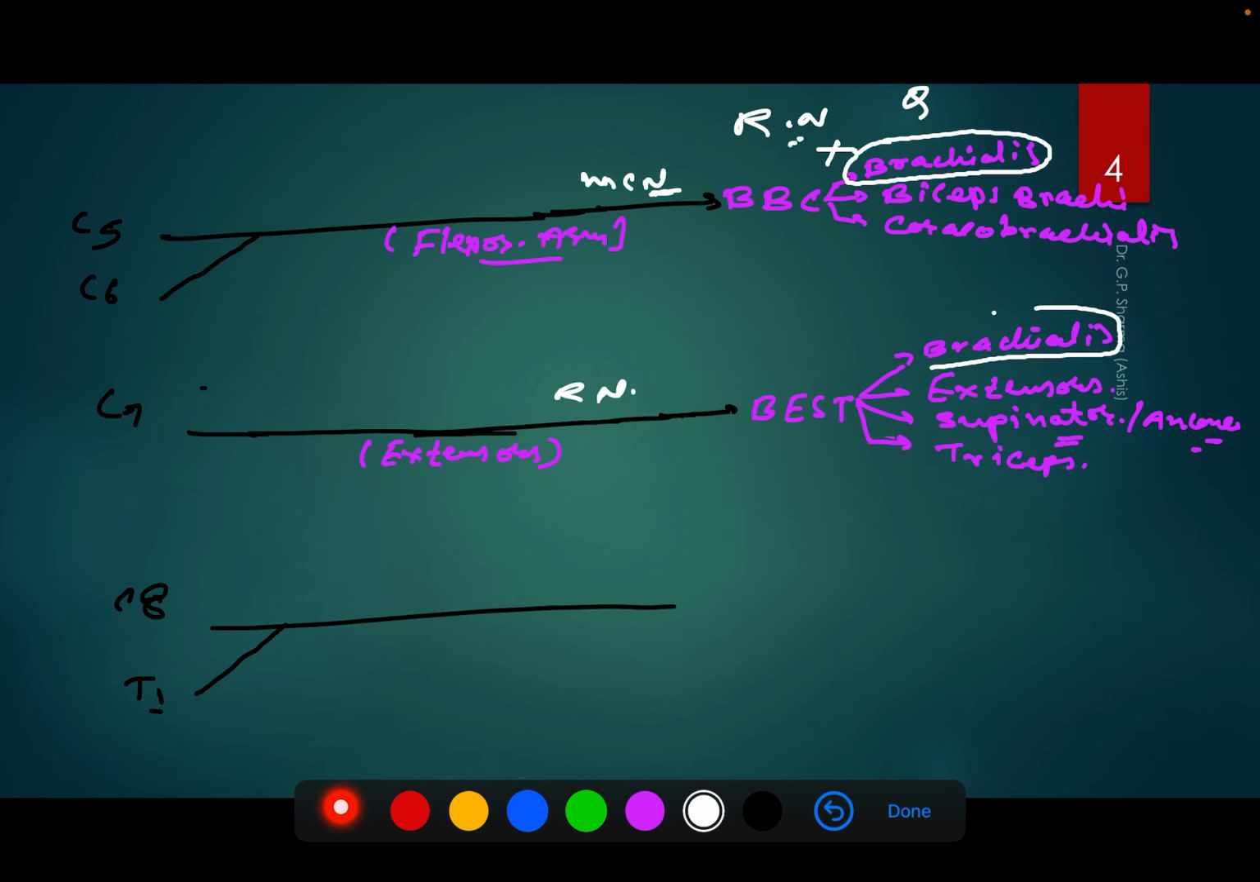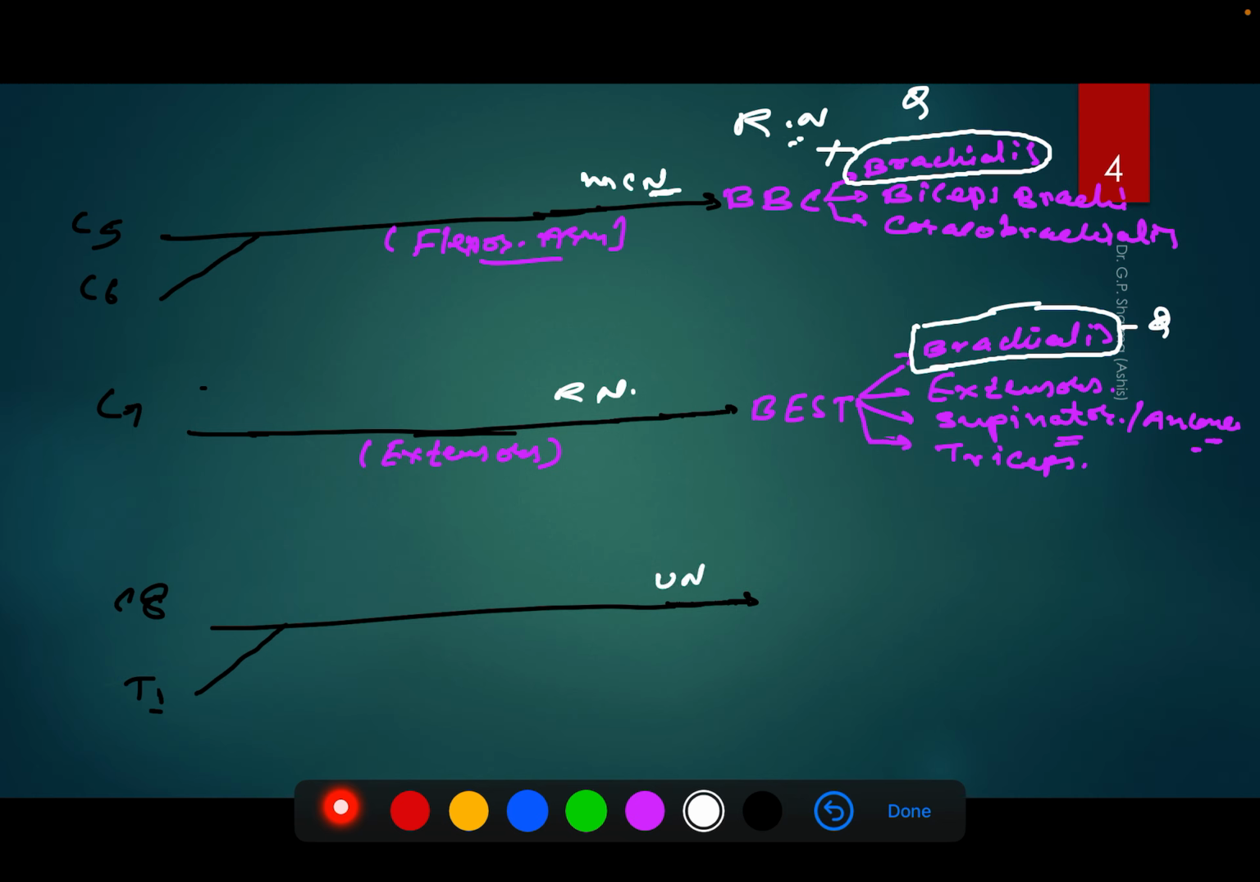So this brachialis has a dual nerve supply as it is a hybrid muscle. We said already it is supplied by the musculocutaneous nerve as well as the radial nerve. So that's what we did. Now after this, let's go to another branch here from the medial cord. That was my ulnar nerve, right? So this is my ulnar nerve.